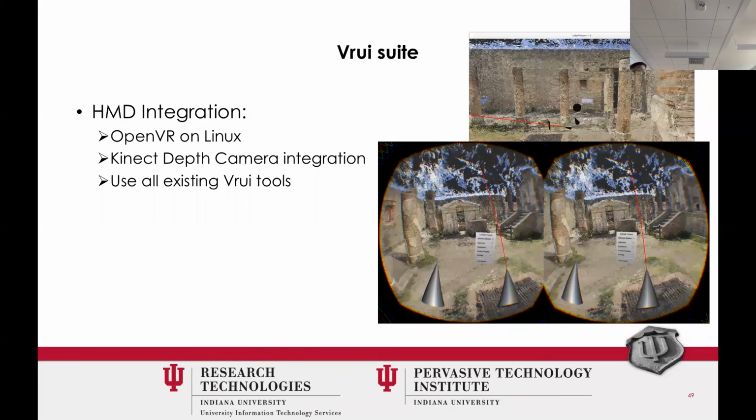So VRUI, as it was developed, was meant for cave-style VR, big screens. But as I mentioned earlier, the author of VRUI got it to work with Vives and earlier versions of the Oculuses on Linux. And so you can do VRUI stuff. Here's a point cloud data set of the Temple of Isis in Pompeii that's been excavated and recreated through photogrammetry, which we talked about last week.